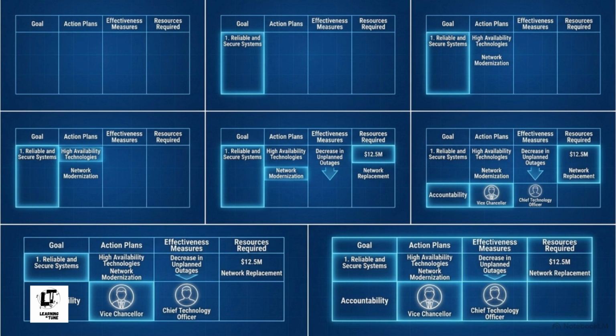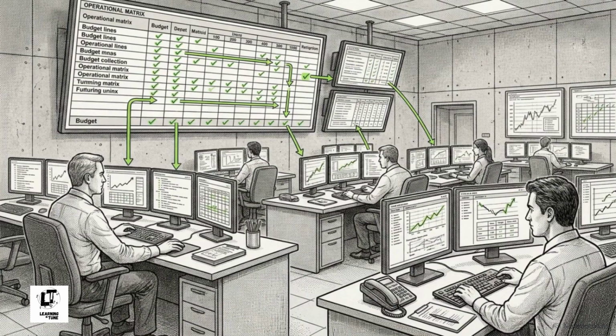They tie these actions directly to capital. The resources required column explicitly budgets $12.5 million specifically for the network replacement project. Finally, the plan assigns direct personnel accountability. It names the vice chancellor and the chief technology officer as responsible. UNC's model is a masterclass in Gartner's control pillar, ensuring no strategic goal exists without an assigned metric, an allocated budget, and an accountable owner.